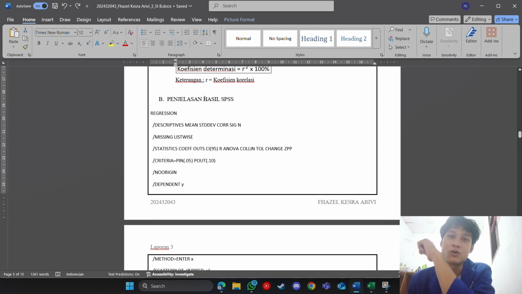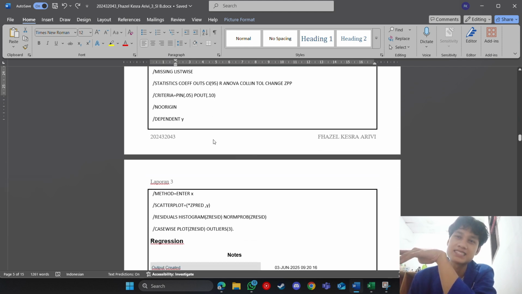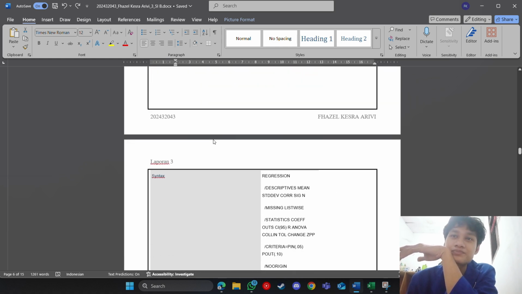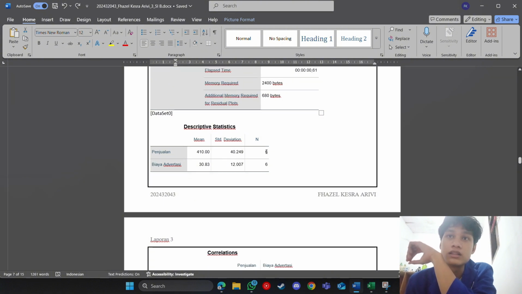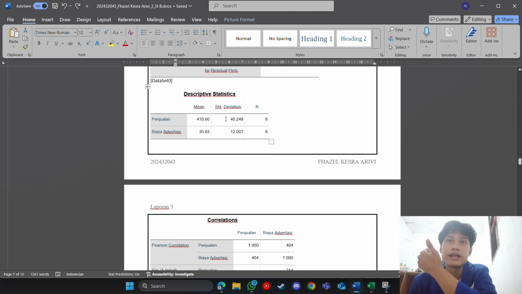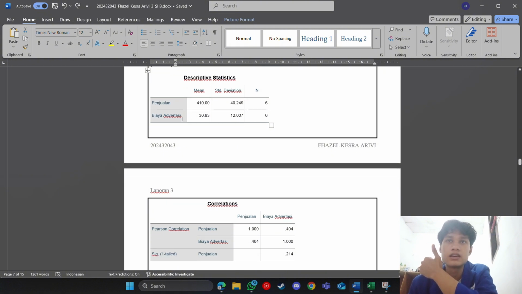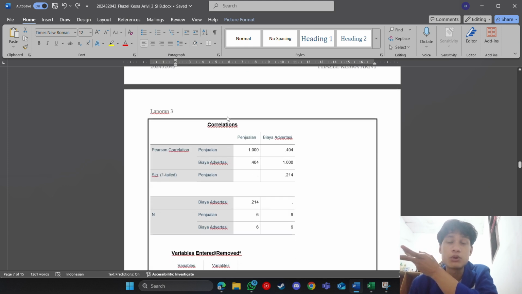So here is some SPSS output, and I will explain it a little bit. It tells me the data is 6 in total, and the standard deviation of variable x here is 40.249, and the advertisement is 12.007.